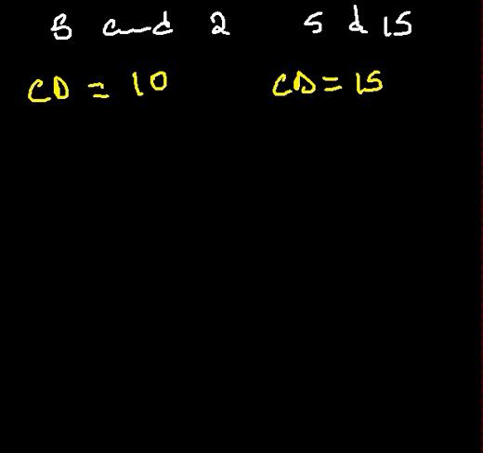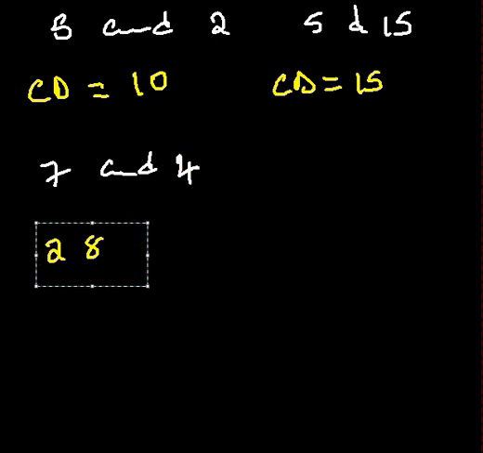And how about if we have 7 and 4? What do you think is the common denominator for this? The common denominator should be 28, because 7 can enter into 28 and even 4 can enter into 28 without leaving any remainder. That's the lowest possible common denominator.